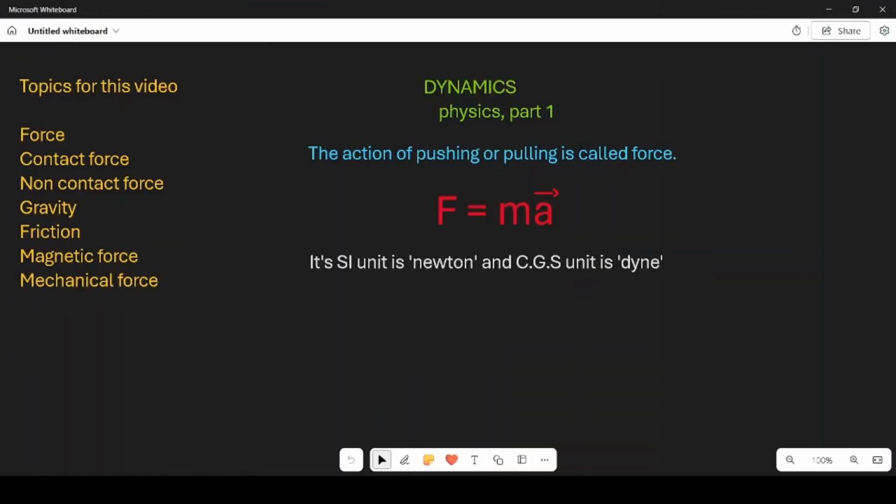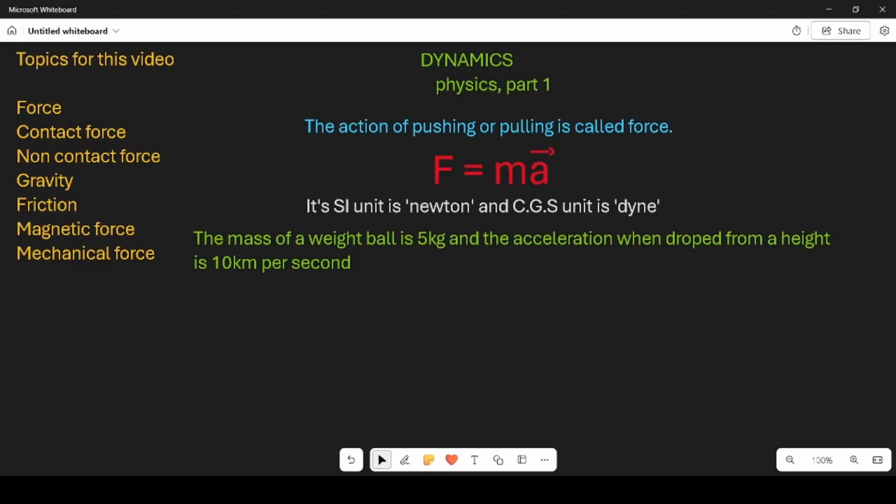As of the modern definition, force is a push or pull on an object, and its formula is force equals mass into acceleration. The unit of force is Newton in the SI system and dyne in the CGS system.